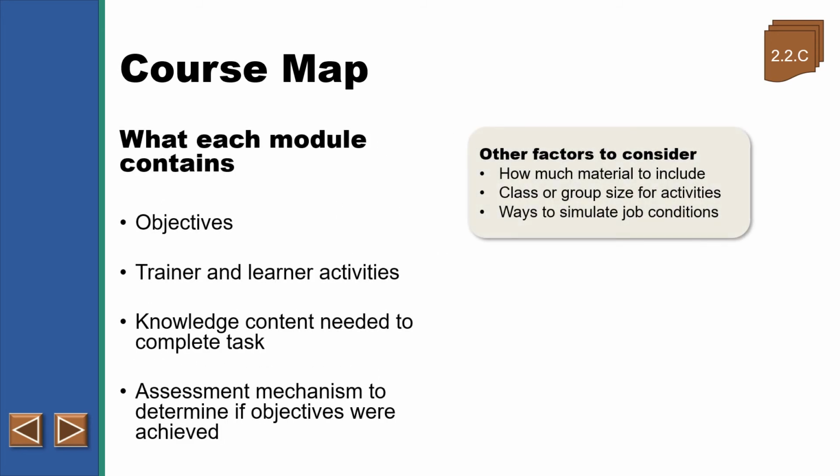There should also be a list of module names or suggested module names, they said, and then the details about each module should include 4 things. What the objectives are for that module, what the trainer and learner activities are, the knowledge content that's needed to complete each task. One of the ways I've seen this play out in our company is an outline of the topics, because that frames it, and whatever assessment mechanism will determine if the objectives are achieved. And then there are some other factors to consider.